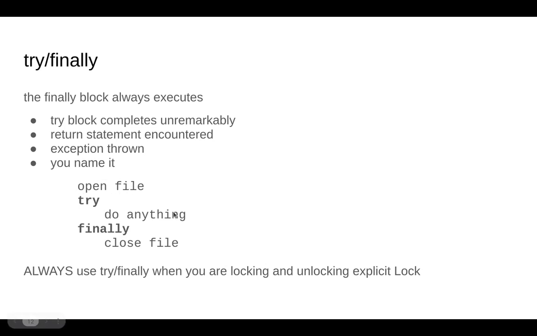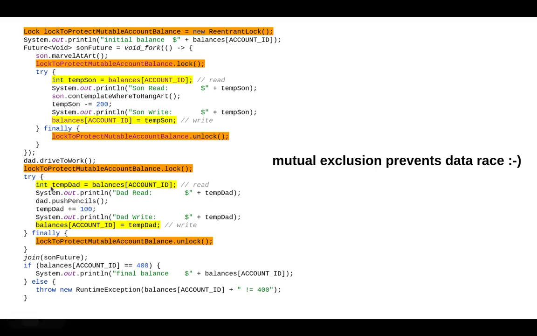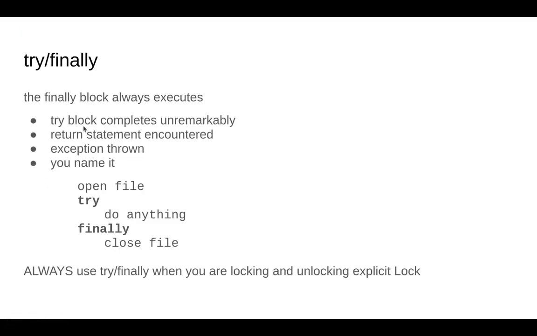Open the file, do whatever processing you need to do, and then when it's done, close it. This is just little pseudocode. I have actual code over here with the braces and everything. And then no matter what, if the try block completes unremarkably, it just finishes normally, you return within that try block, or an exception is thrown, so somebody throws an IO exception or whatever you want here, you name it, finally will run. And so that's useful for things like files, connections to databases that have to be cleaned up.